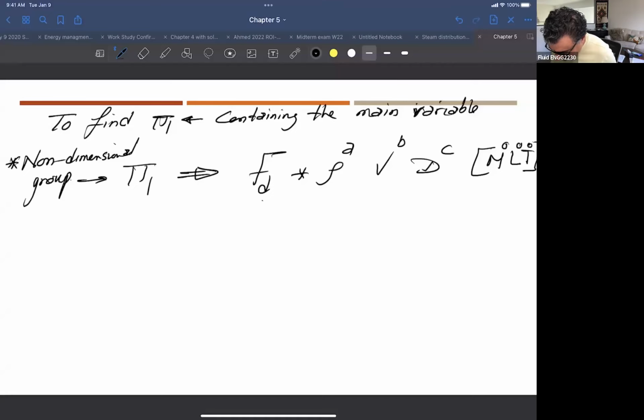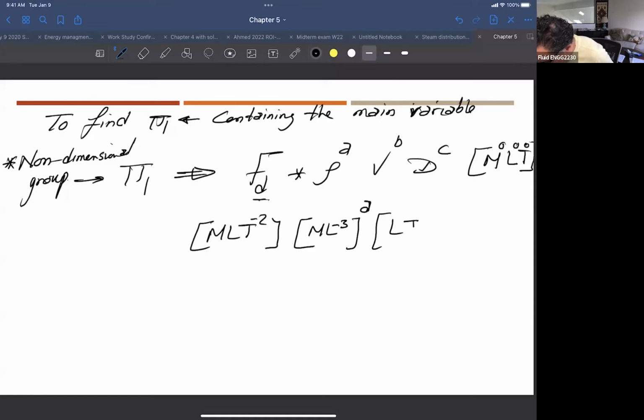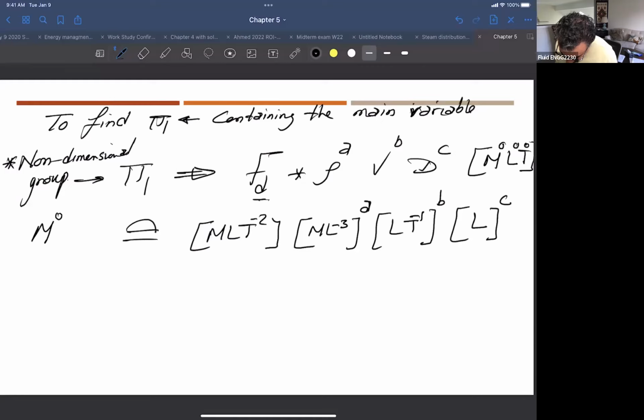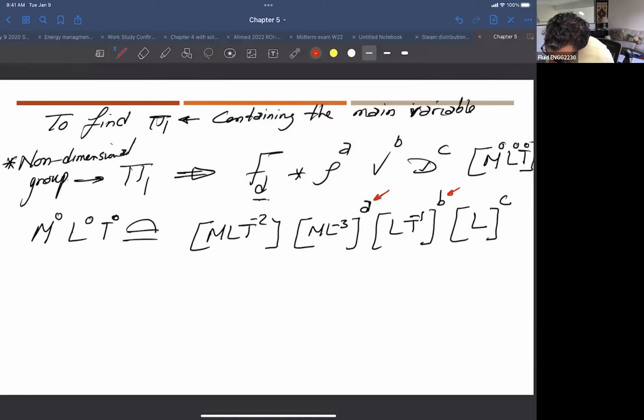Now let's try to find out from this equation. So what is the equation here? The dimension of F is M L T minus 2. The dimension of density is M L minus 3, but it's all to the power A. The velocity here is L T minus 1, but it is to the power B, and D here is L, but it is to the power C. Now, in order for this to be M to the power 0, L to the power 0, T to the power 0, I just need to find out what is A, what is B, and what is C.